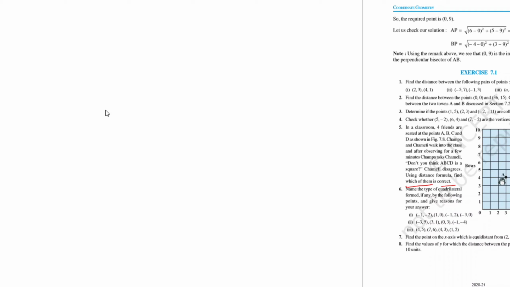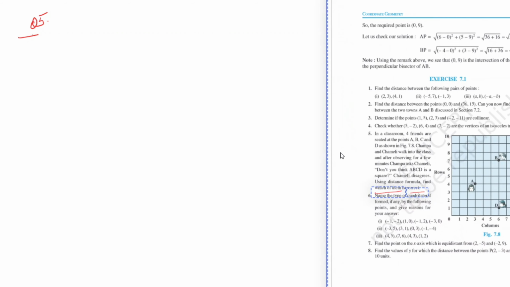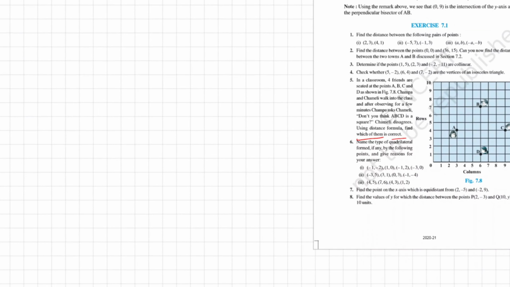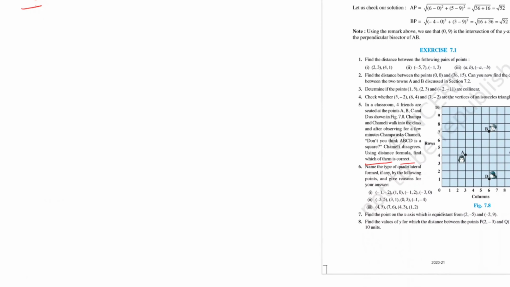But before we come to that, the important point is we have to have the coordinates. So first of all, I'll write the coordinates of A, what are the coordinates of B, what are the coordinates of C, and we'll find all the coordinates. Okay, so that is important. Once you have labeled all the coordinates, then we can easily check whether it's a square or not.